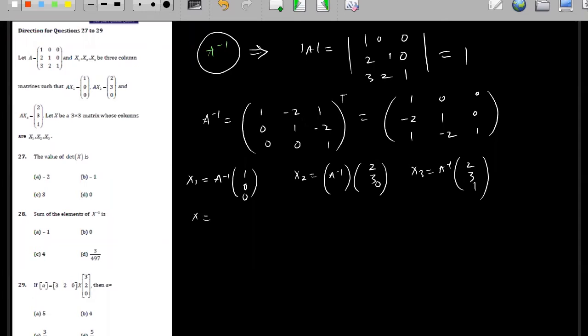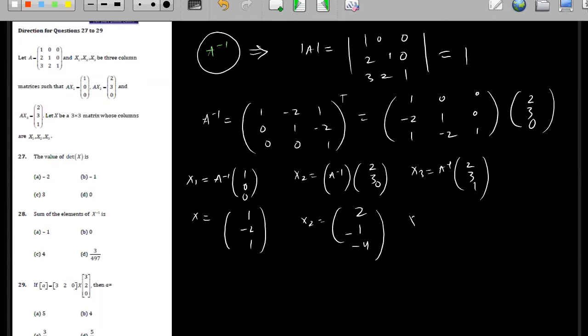Okay, now x1, A inverse times 1, 0, 0 will simply become 1 minus 2, 1. So this will become 1 minus 1. This one I will check. 2, 3, 0. So 1 into 2, so x2 will become simply 2. This will become 2 into 4 minus 4 plus 3, so minus 1. This will become 1 into 2 minus 2, 3 is 6, so minus 4, right?